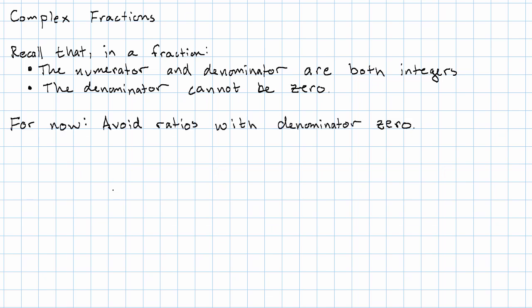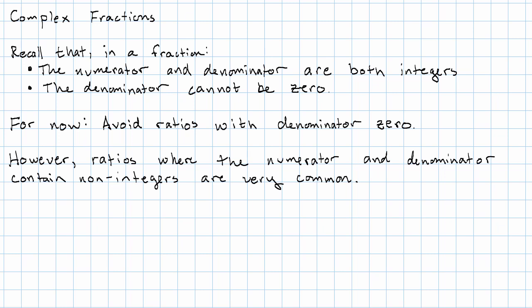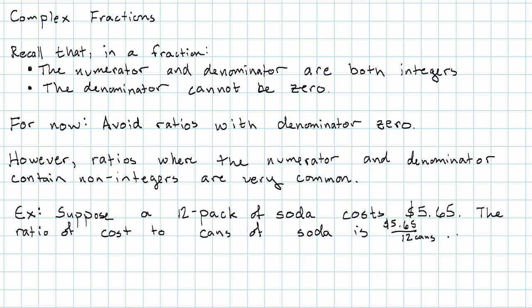However, it's very hard to avoid ratios where at least one of the numerator and denominator turns out to contain fractions. To give an extremely simple example of a ratio in which the numerator and denominator contain non-integers, suppose that we have a 12-pack of soda which costs $5.65. The ratio of cost to cans of soda is $5.65 to 12 cans. But this 5.65 over 12 is an example of what's called a complex fraction.